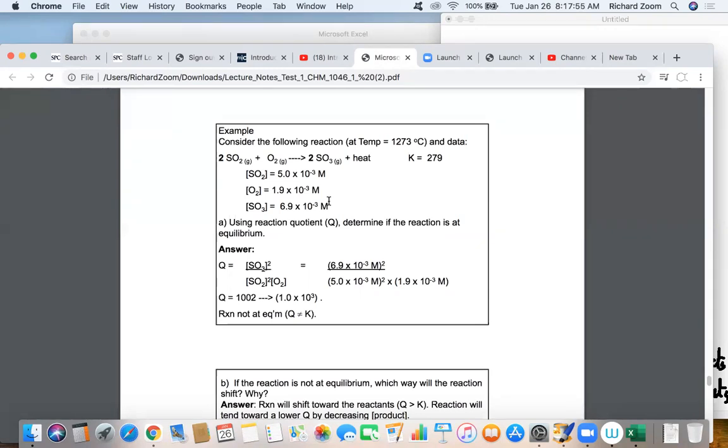And then at that point, it's just plug and chug. We just plug in the concentrations that we're given in the question to come up with our Q value, which in this instance comes out to be 1002, or 1.0 times 10 to the 3 once we've adjusted for significant figures. At this point, the reaction is not at equilibrium because Q does not equal K. And we only know this because we've been given K. K is 279, and we calculated here that Q is 1000, or 1.0 times 10 to the 3. So to answer question A, is the reaction at equilibrium? It is not, because Q does not equal K.